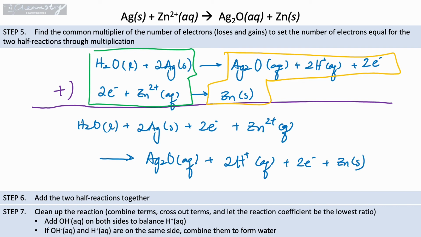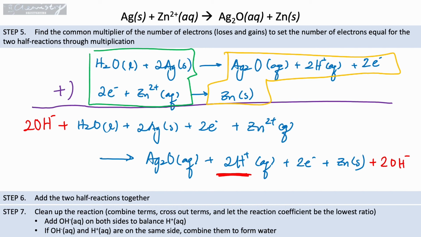For step 7, we are again going to clean up. But in this case, when we are cleaning up, we have to note that other than crossing terms out, we are going to combine the terms as well. The first thing is we are going to add OH- on both sides to balance out the H+. We have 2 H+ over here, so we need to add 2 OH- to balance out the 2 H+, and then add 2 OH- on the left side too. So that is step 7, adding the 2 OH-.